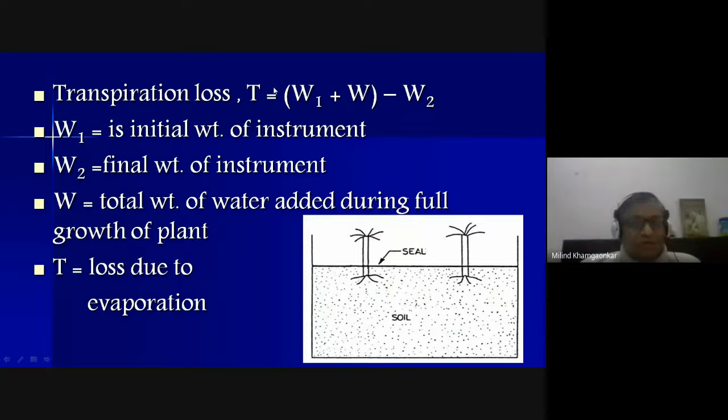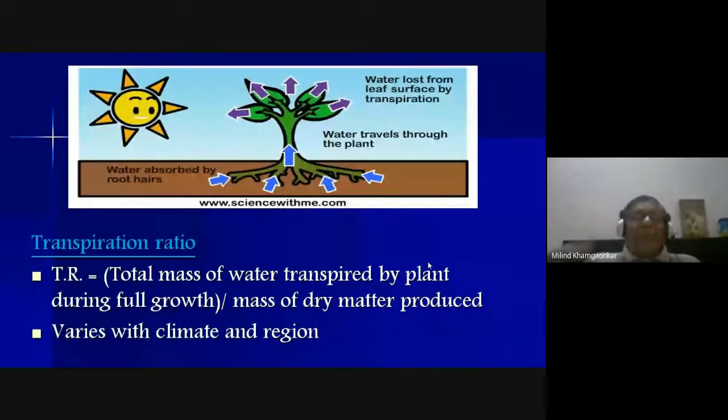That water lost is measured from time to time by again weighing the phytometer instrument. So the transpiration loss is equal to W1 plus W minus W2, where W1 is the initial weight of the phytometer, W is the water added, and W2 is the weight of the instrument after 1 day, 2 days, 3 days. This will give us the transpiration loss. This weight, if divided by the volume, gives the transpiration loss in depth, in meters or millimeters. Again, schematically it is shown how the phytometer is very simple: a container filled with soil, sealed at the top, and some plants are sowed, S-O-W-E-D, or rooted.